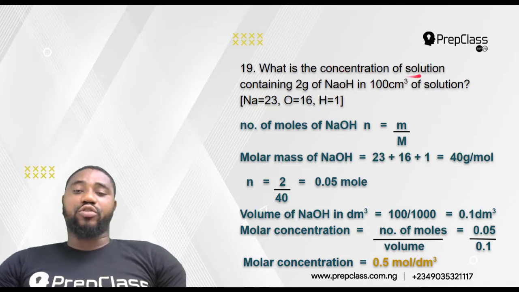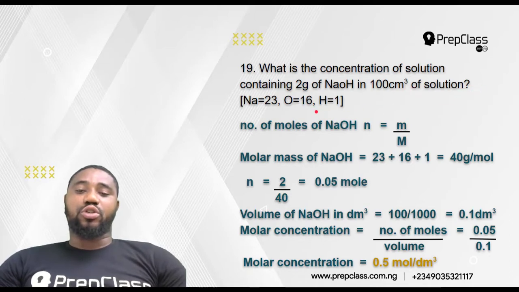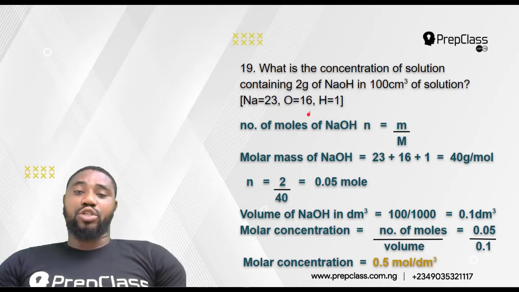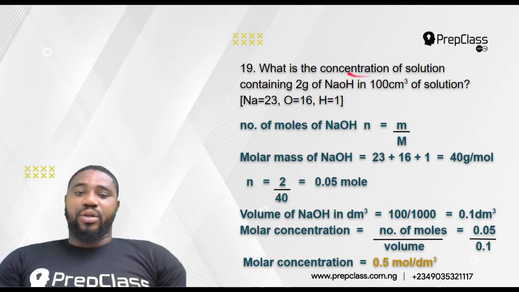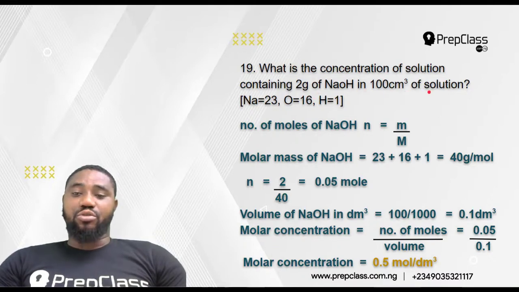And they're asking us to find the concentration of the solution containing 2 grams of NaOH in 100 centimeter cube of solution. So they're asking us for concentration. We have 2 kinds of concentration: mass concentration and molar concentration. Since they are not specific, we use the more important one, which is molar concentration in moles per dm cube. So that's what we'll look for now. They've given us 2 grams of NaOH and 100 centimeter cube solution.